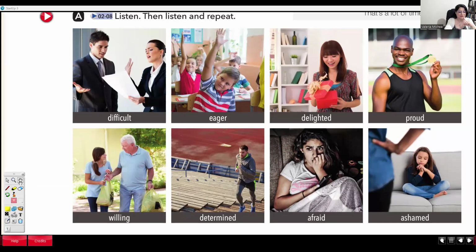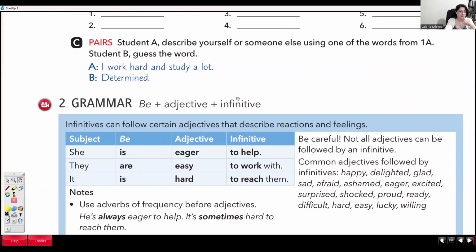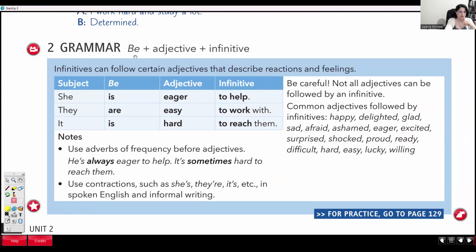With those adjectives, what we are going to do is to work on this structure, okay? Be plus adjective plus infinitive verb. And yeah, what we are going to practice next class, now I'm going to give you a short review so you can be thinking about this. What we are going to do is to learn how to form descriptions using the infinitive after some adjective.